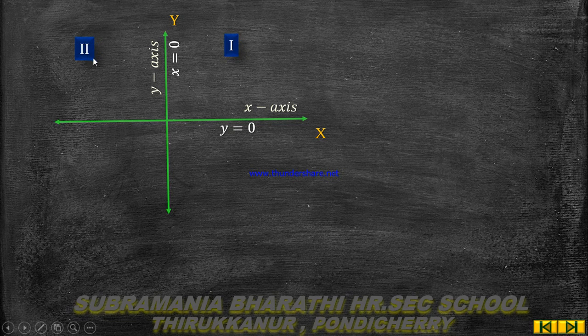This is the first quadrant, this is the second quadrant, this is the third quadrant, this is the fourth quadrant. Plus comma plus is the first quadrant, minus comma plus is the second quadrant. Here x values are minus, y values are plus. In the third, x value is minus, y is also minus. So minus comma minus is the third quadrant. Here x value is plus, y value is minus. So plus comma minus is the fourth quadrant. This is a Cartesian plane.